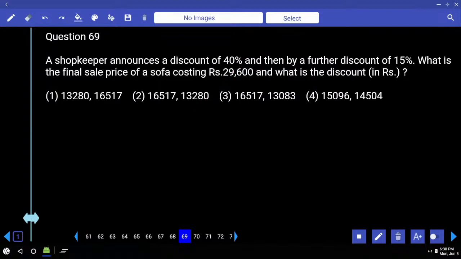A shopkeeper announces a discount of 40% and then a further discount of 15%. What is the final sale price of a sofa costing 29,600? He is asking for the final selling price as well as the discount. So actually, an article is labeled as 29,600. We have to find out the selling price and discount.